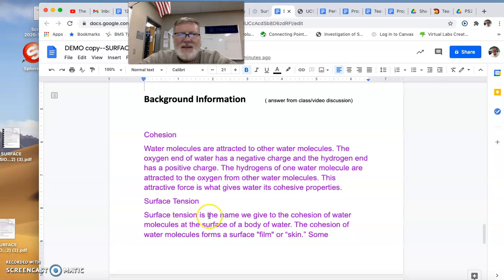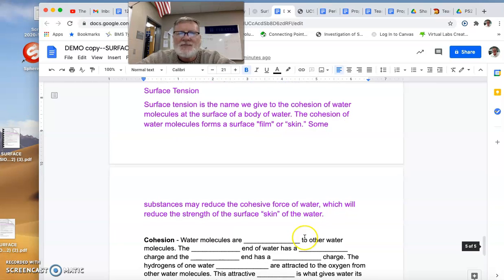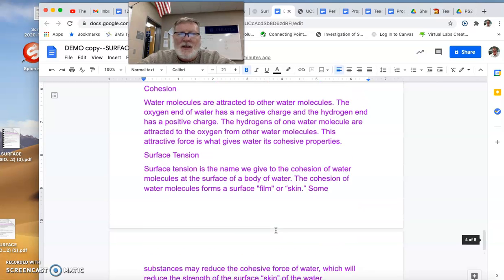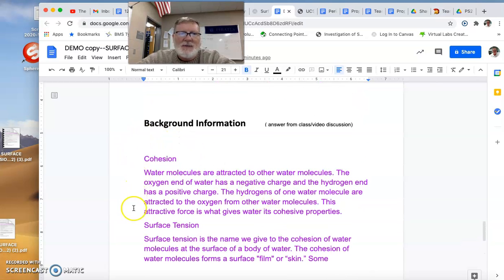Surface tension is the name we give to the cohesion of water at the surface of a body of water. It's like the molecules that are not only touching other water molecules but touching something else. And cohesion of water molecules forms a surface film or skin. Some substances may reduce the cohesive force of water, which will reduce the strength of the surface skin of the water. And so cohesion can also be found in other substances. Right now we're focusing on water.